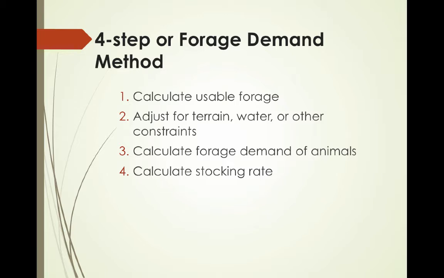The third step is you've got to figure out how much forage your animals need. So calculating the forage demand of the animal. This could be on a per month basis or a per season basis. So pay very close attention to how long you need to feed these animals. And then finally, you're going to bring all 3 of those pieces of information together to calculate the final stocking rate. And that's usually going to be expressed on a per head basis or an AUM basis.